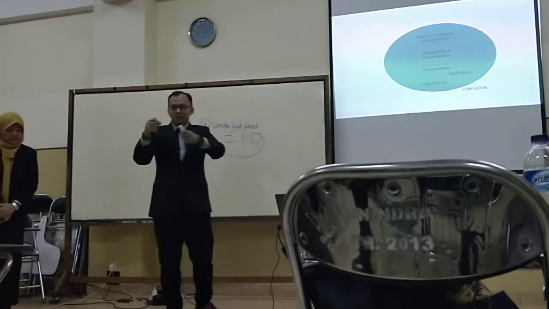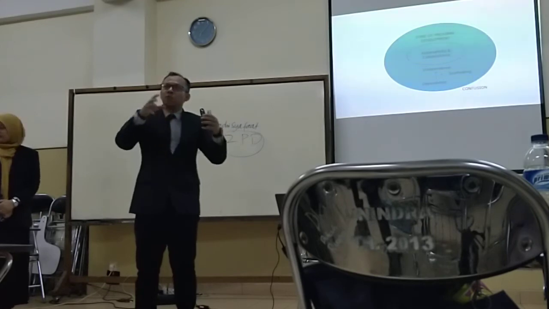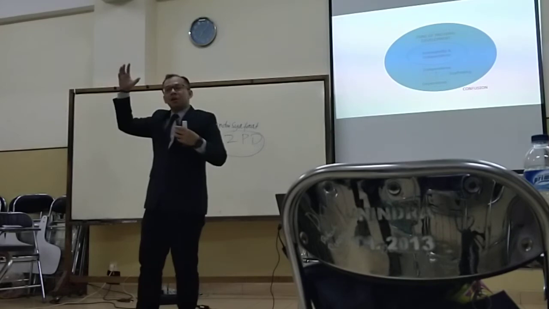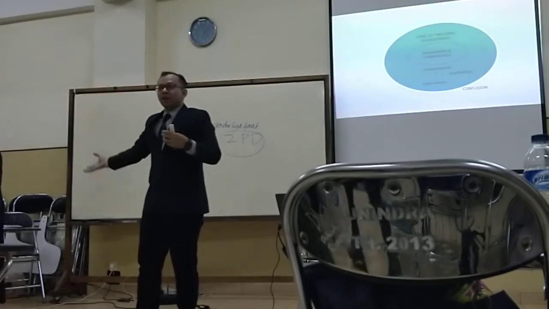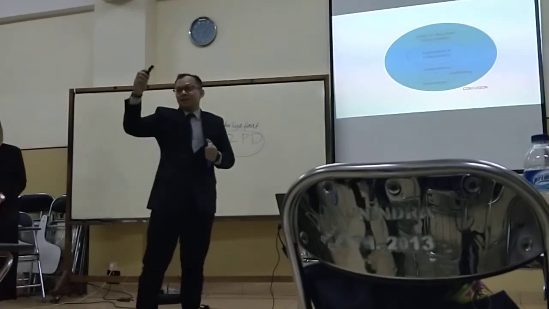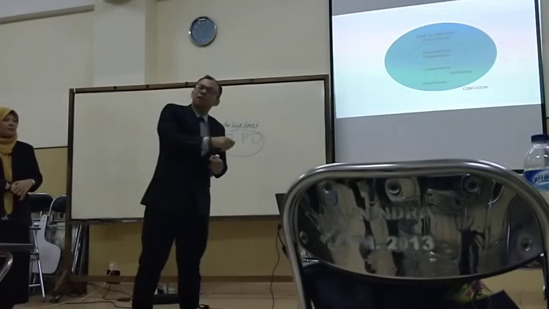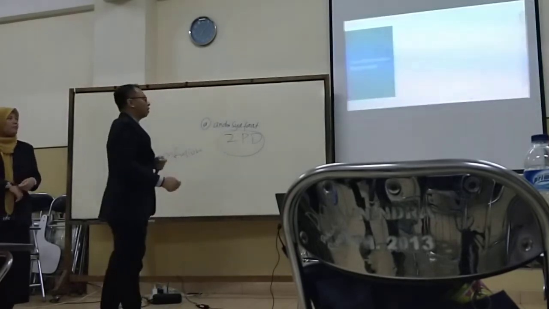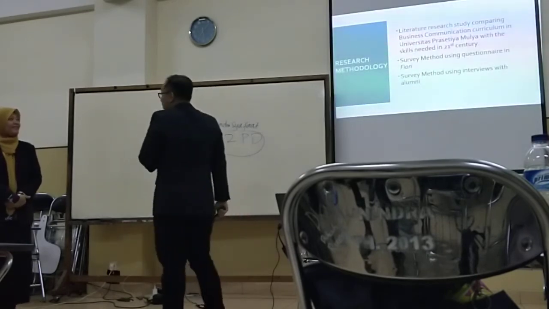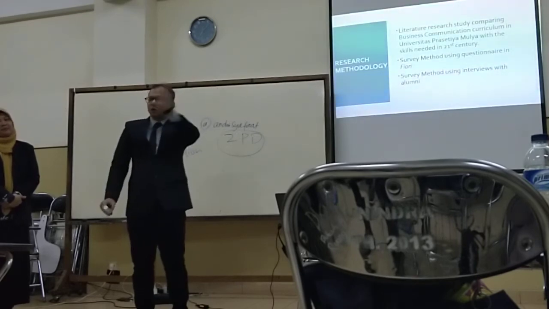So basically, Vygotsky's theory of learning is that human beings, when they learn, will in the end become independent humans. And if you look at it, Ki Hajar Dewantara's theory is similar to Vygotsky's. Right? So that is the explanation from me on the background, which is why.